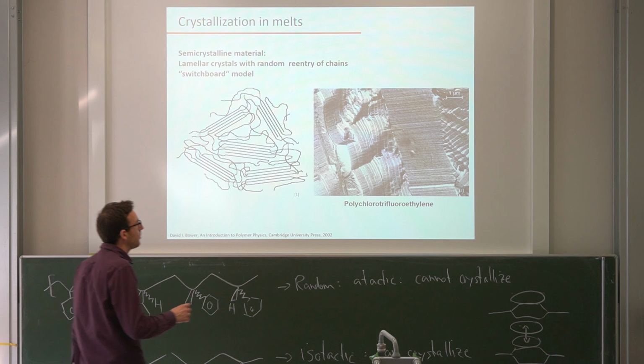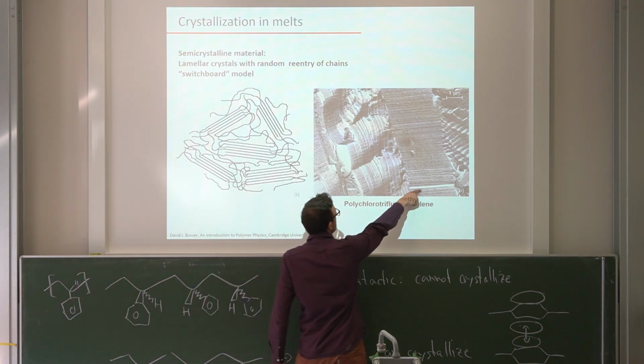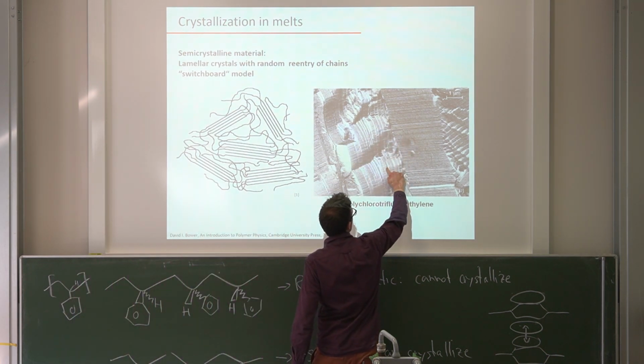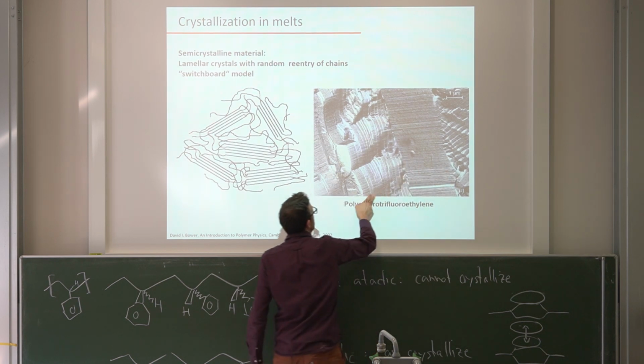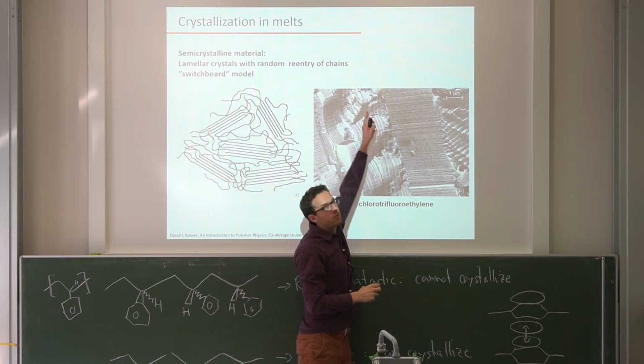So this is an example of a polymer, and you see here you have these individual crystalline domains. And in between you have amorphous regions, kind of here as well.